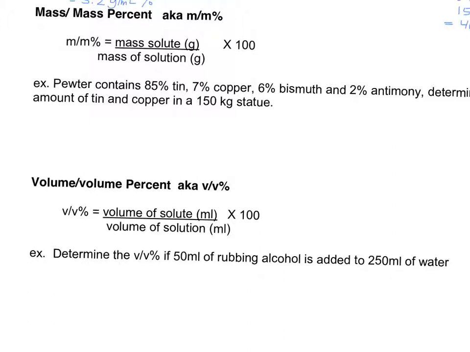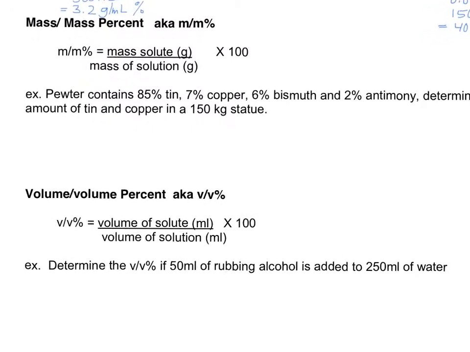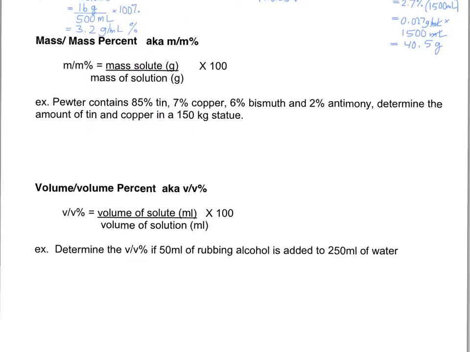We're going to look at mass to mass percent. So it's the same thing, except you've got mass over mass instead of mass over volume. And of course, the masses need to be in grams.